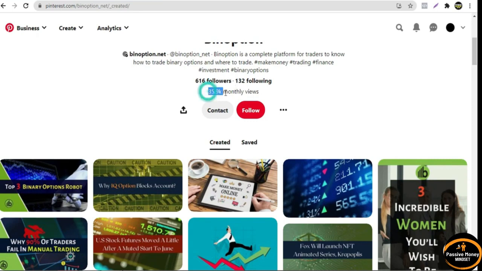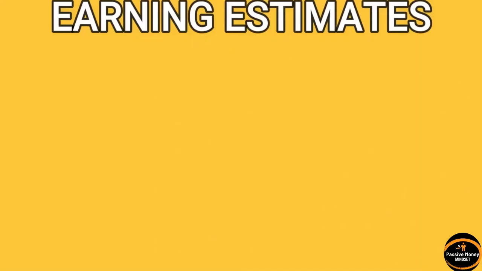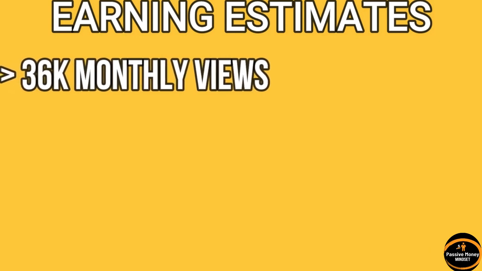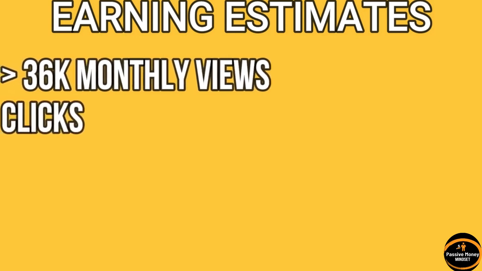For example, this guy is promoting trading binary options, and this guy is also promoting cryptocurrency-type offers. So for example, this is your profile, and you are getting 36,000 monthly views. I'm just giving you an example. You get 36,000 monthly views, and for example only 10% of people click on your link. It means you get almost 3,000 link clicks. This is a lot of link clicks.